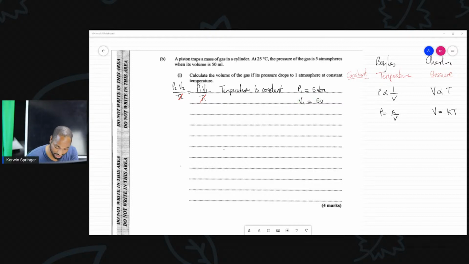We can leave it in milliliters. We are just calculating the volume in milliliters. They didn't ask for it in any other unit, so it's okay to keep it in milliliters. We don't need to bring it to standard units. We could always change it: 1000 cm cubed is equal to 1 liter. So P2 is 1, V2 is what we're trying to find, T2 we could ignore because it's held constant, and P1 is 5 and V1 is 50. What's the answer? 250 milliliters, yes. So the answer for V2 will be 250 milliliters. 4 marks for this.